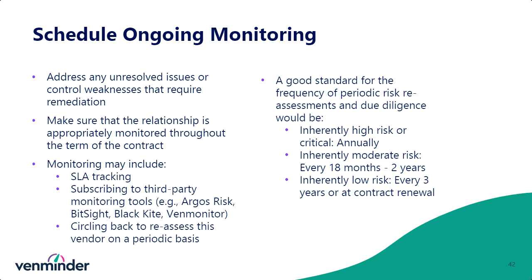High-risk and critical vendors should be reassessed annually, while moderate risk vendors can be reassessed every 18 months to 2 years. And low-risk vendors can be reassessed every 3 years or at contract renewal. But remember that it might be necessary to perform risk reassessments outside of these frequencies if there are any changes in the relationship, like performance issues or new regulatory requirements.